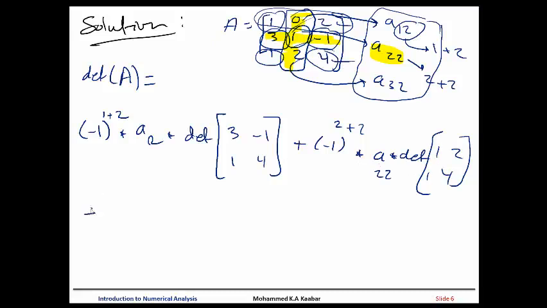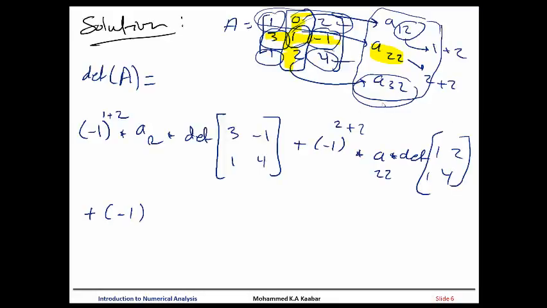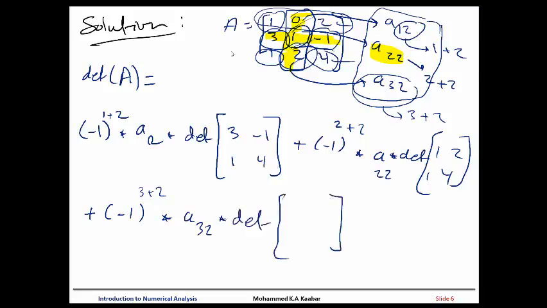Plus minus 1 to the power what? To the power 3 plus 2. 3 plus 2 times A32, which means this element, A22, A32, yeah, times the determinant of. Okay, let me highlight it.